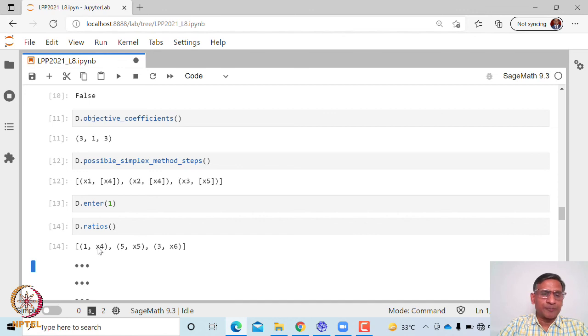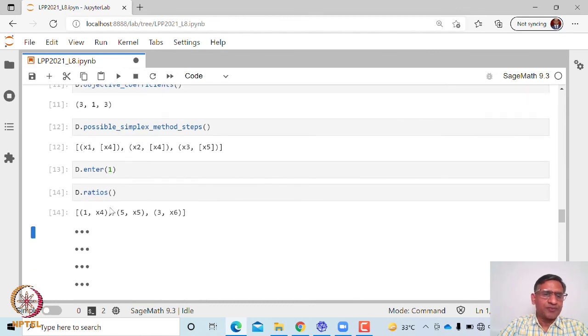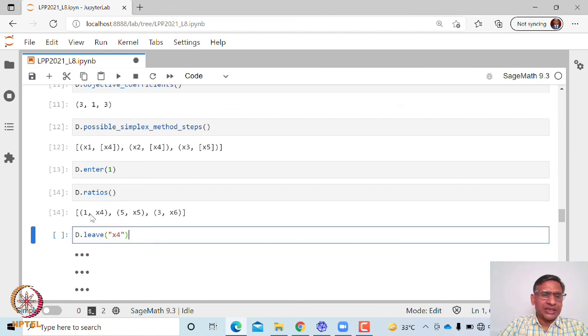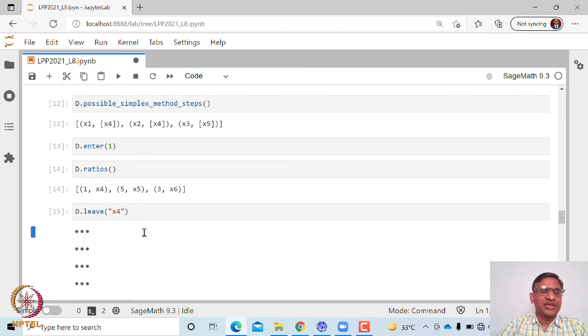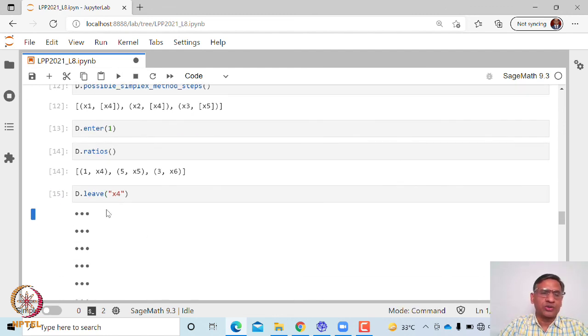It can report the ratios, and that is what you can see here. With respect to the basic variable x4, the ratio is 1. With respect to x5, the ratio is 5. With respect to x6, the ratio is 3. Therefore, the minimum is 1, so we take the leaving variable corresponding to the minimum, which is x4. So let us take x4 as the leaving variable. So d dot leave is equal to x4.